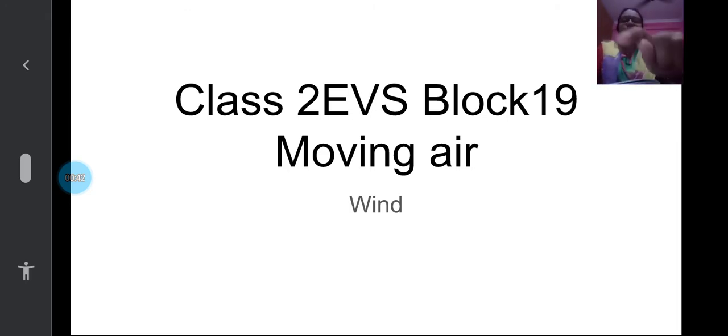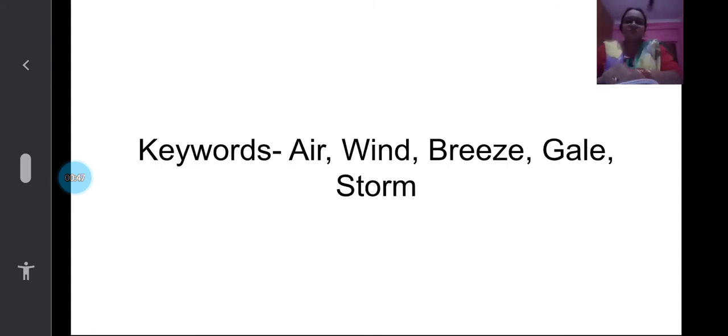Before starting, let us see what the keywords are for today's learning. You can see the keywords: air, A-I-R, air; wind, W-I-N-D, wind; breeze, B-R-E-E-Z-E; gale, G-A-L-E, gale; storm, S-T-O-R-M. By hearing the keywords, you might be interested to learn what these words are. Maybe you know the meaning of air, but wind, breeze, gale, storm, how are they different from each other? That's what we are going to learn.